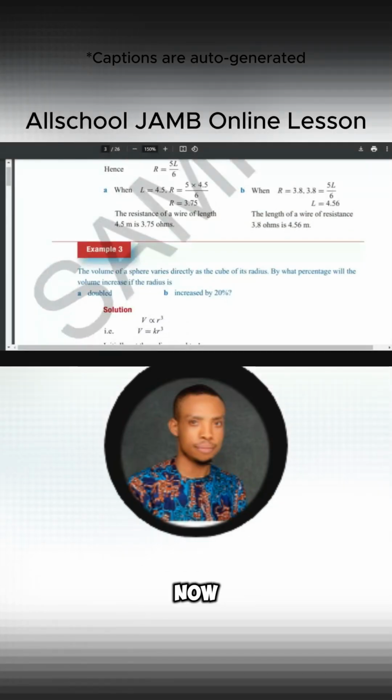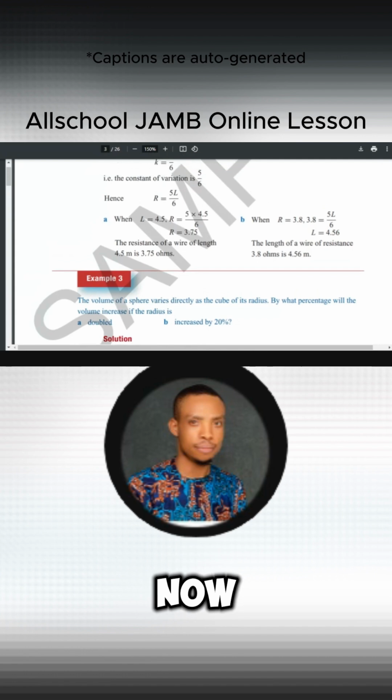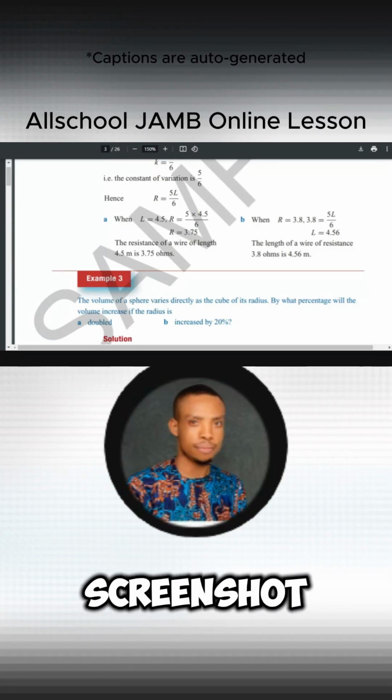We are done with this now. Now, look at this question. If you're able to rationalize this question, then I know we are good to go. The volume of a sphere varies directly as the cube of its radius. Can you try it? Let's see how it goes. Try it. You can take a screenshot. Please try the question.